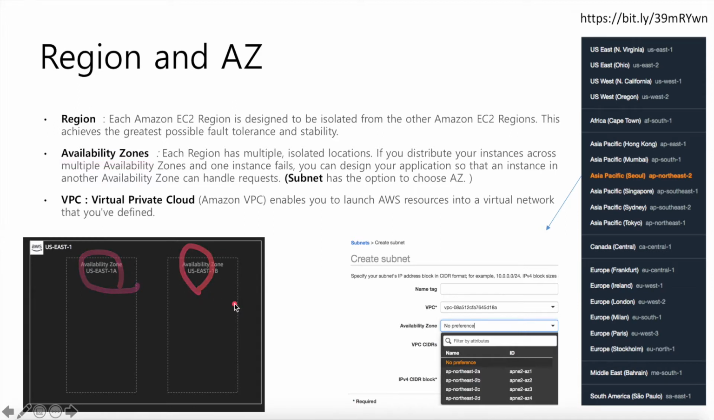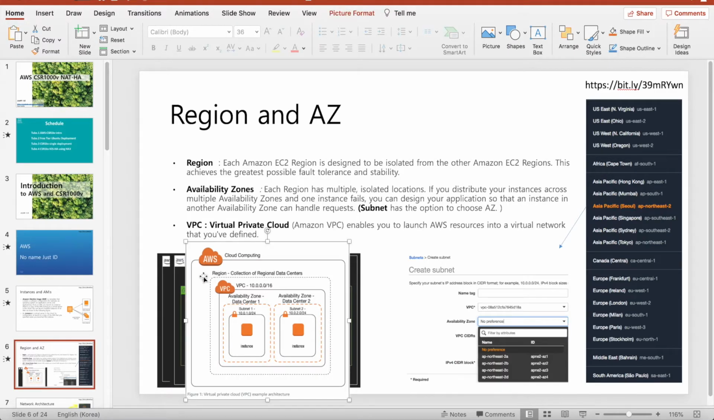The next thing we have to remember is the subnet. Let me show you. A subnet belongs to an AZ. So if you make a subnet, it means the subnet belongs to a specific AZ. If you see this, it's easier for you to understand.